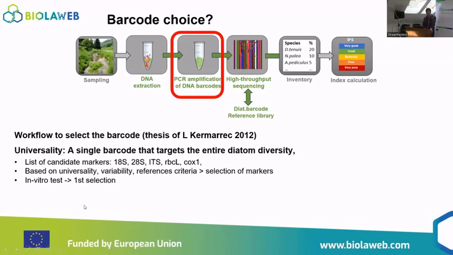Based on universality, variability, and reference criteria, we are going to see each of these criteria for each marker. We selected barcodes, and then she made the first in vitro test to have a first selection. So let's first have a look at these first two points.